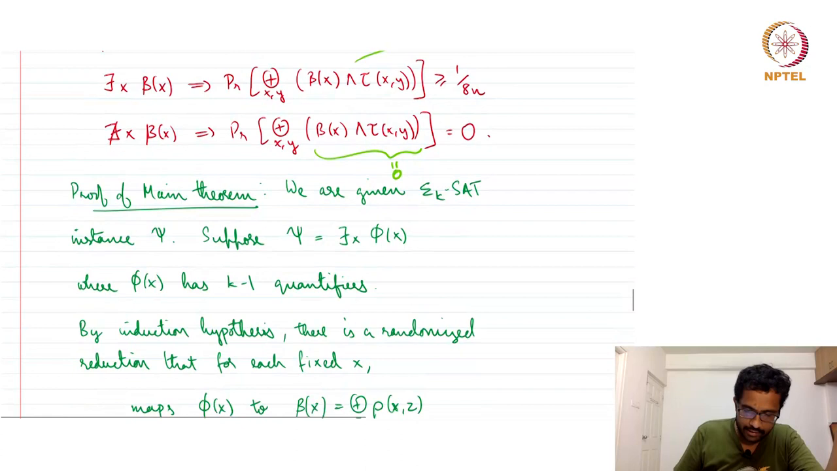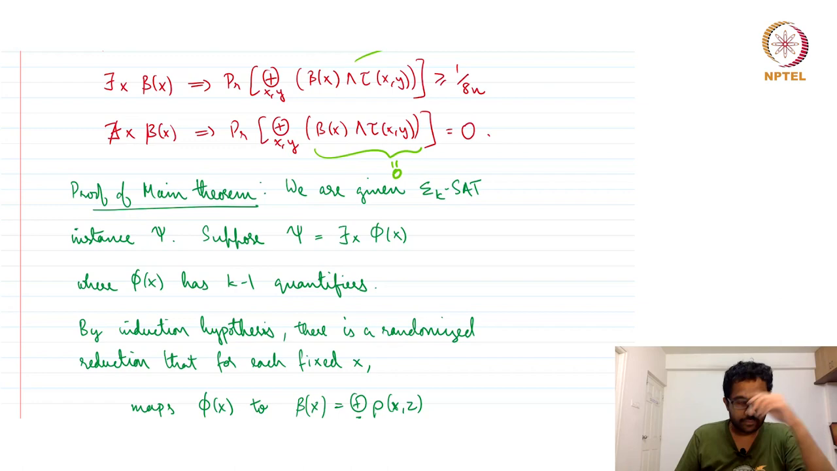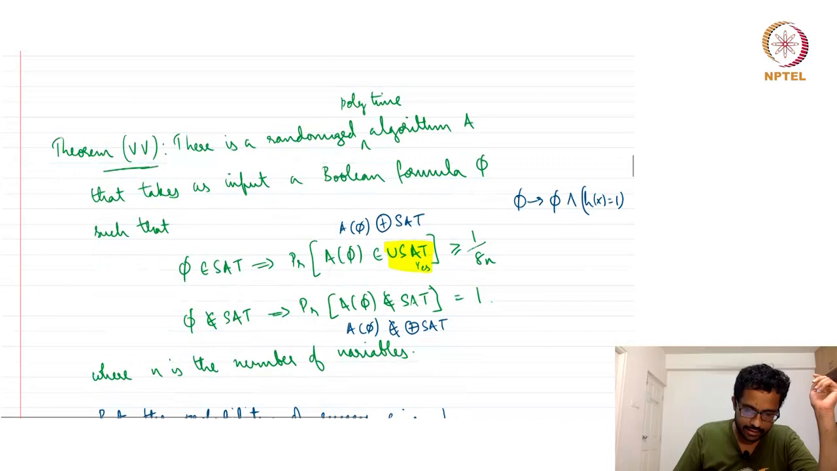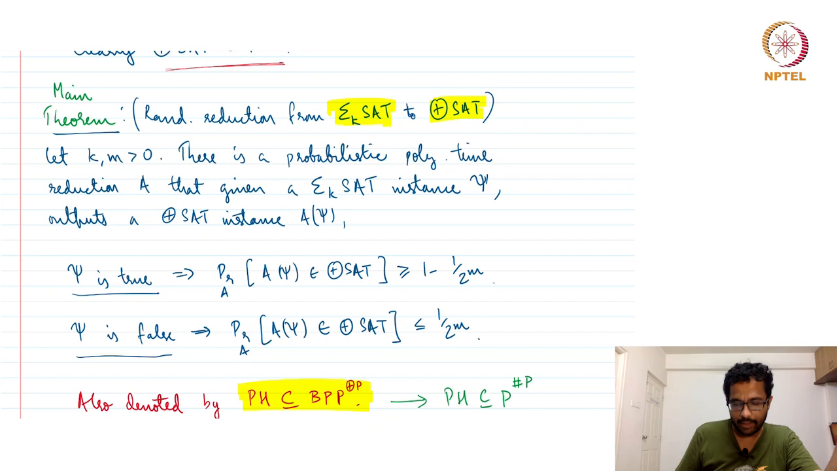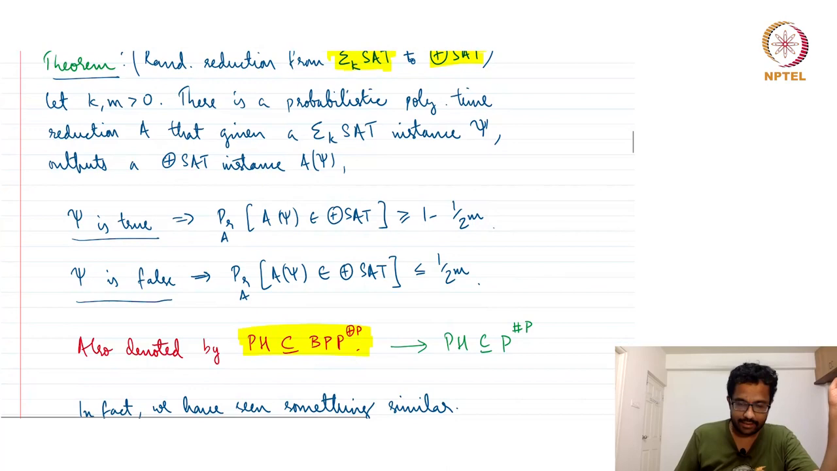So let us come to the proof of the main theorem. As I already mentioned, the main theorem states that you can take a sigma k SAT instance and get a parity SAT instance such that if the sigma k instance psi is true, then the parity SAT instance is true with high probability, and if psi is false, then the parity SAT instance is false with high probability. We already saw this when k is equal to 1. When k is equal to 1, it is just satisfiability, and we already saw how this boosting can be done.